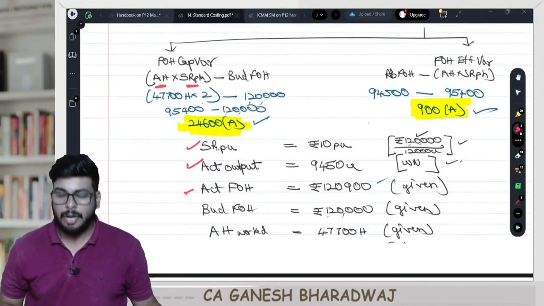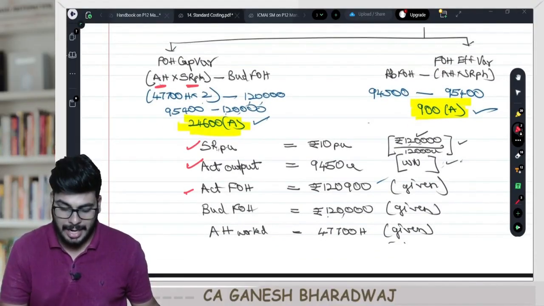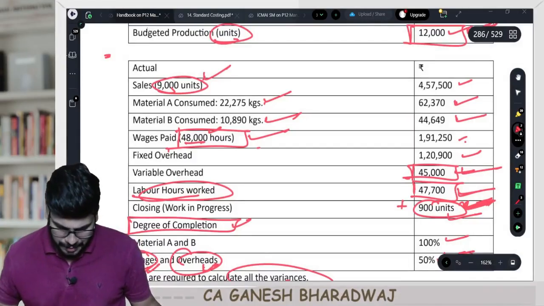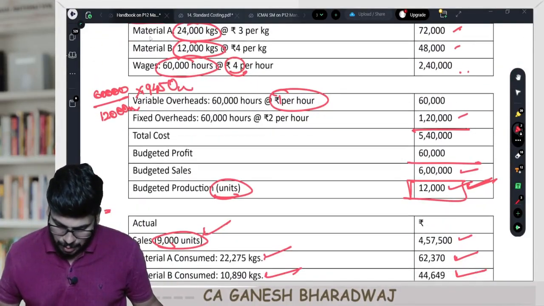Now first, what is the predetermined rate? That is standard rate per unit. Very simple. Now go to the budgeted data. They have given what is the fixed overheads.